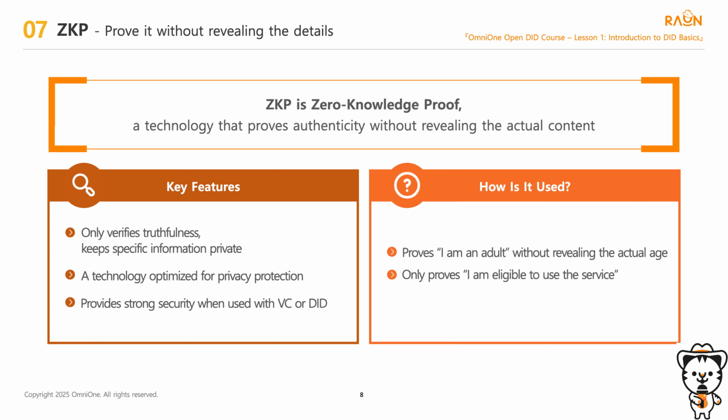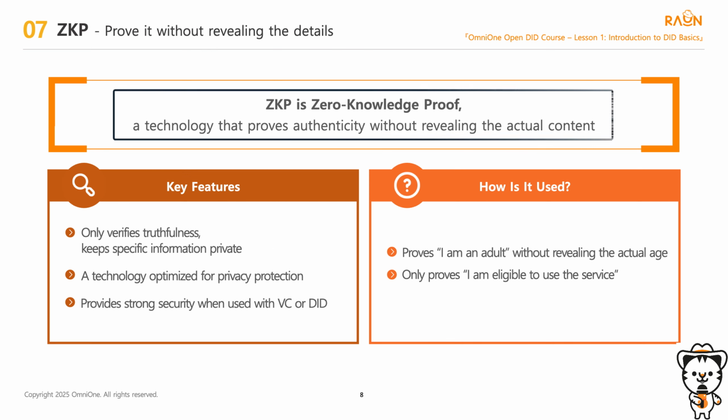Next, let's talk about ZKP. ZKP is a technology that proves something is true without revealing the actual content. ZKP stands for Zero Knowledge Proof. It verifies the truth of a statement without exposing the details. That's why it's called zero knowledge.